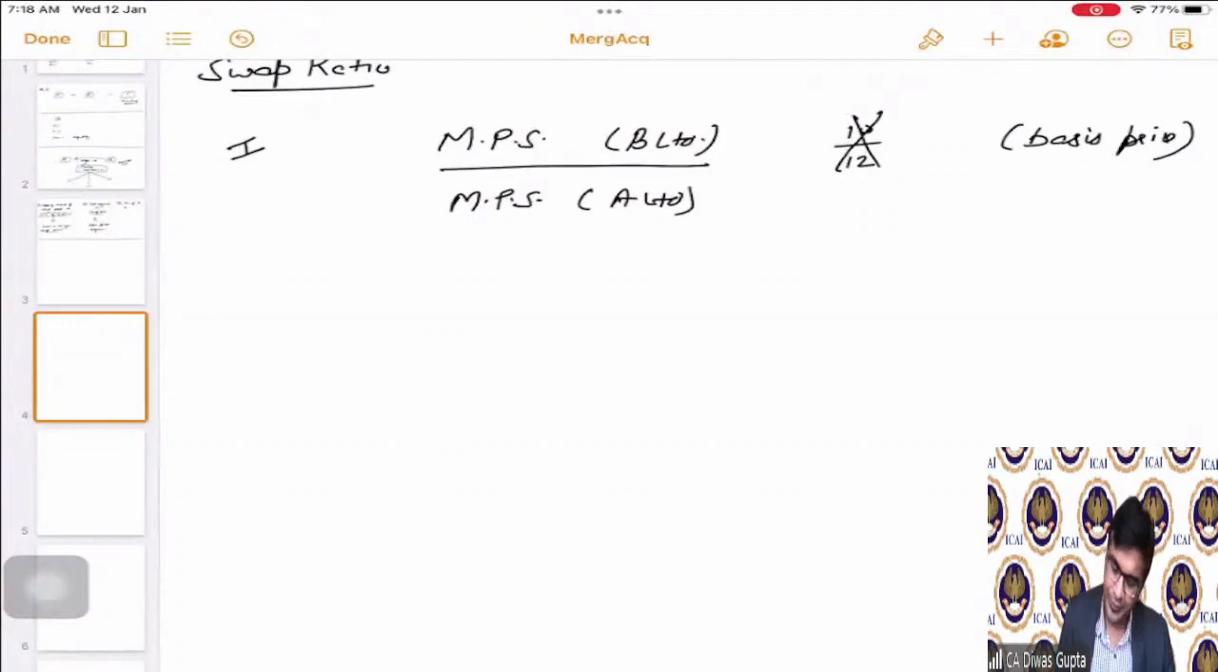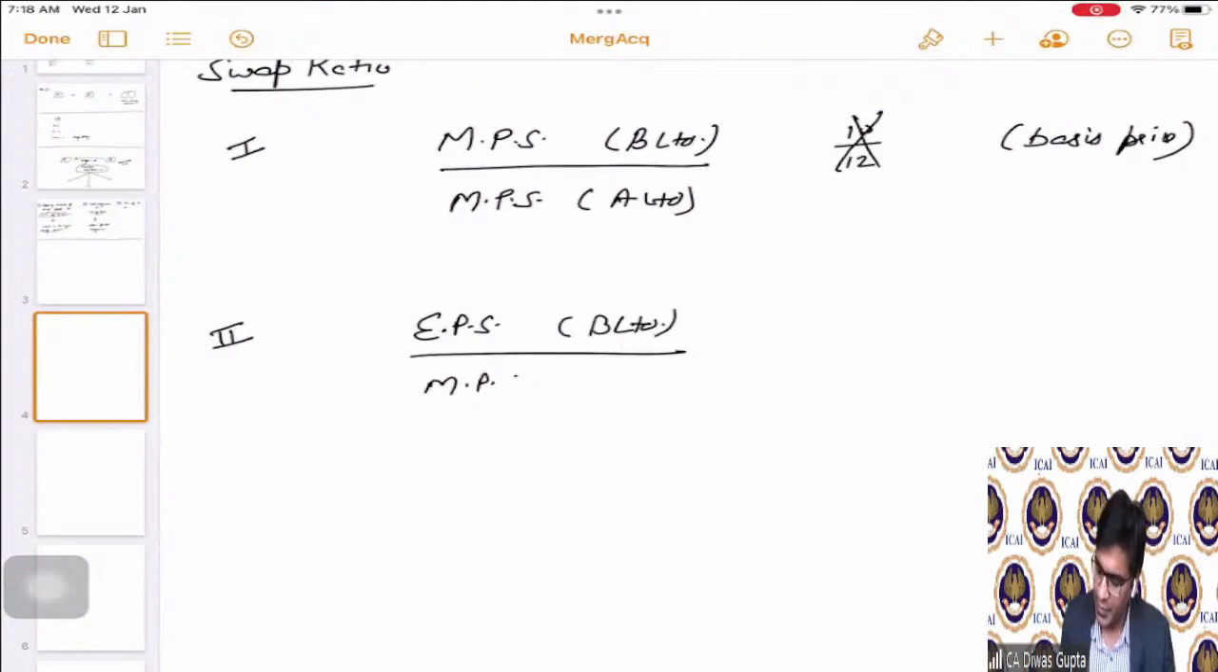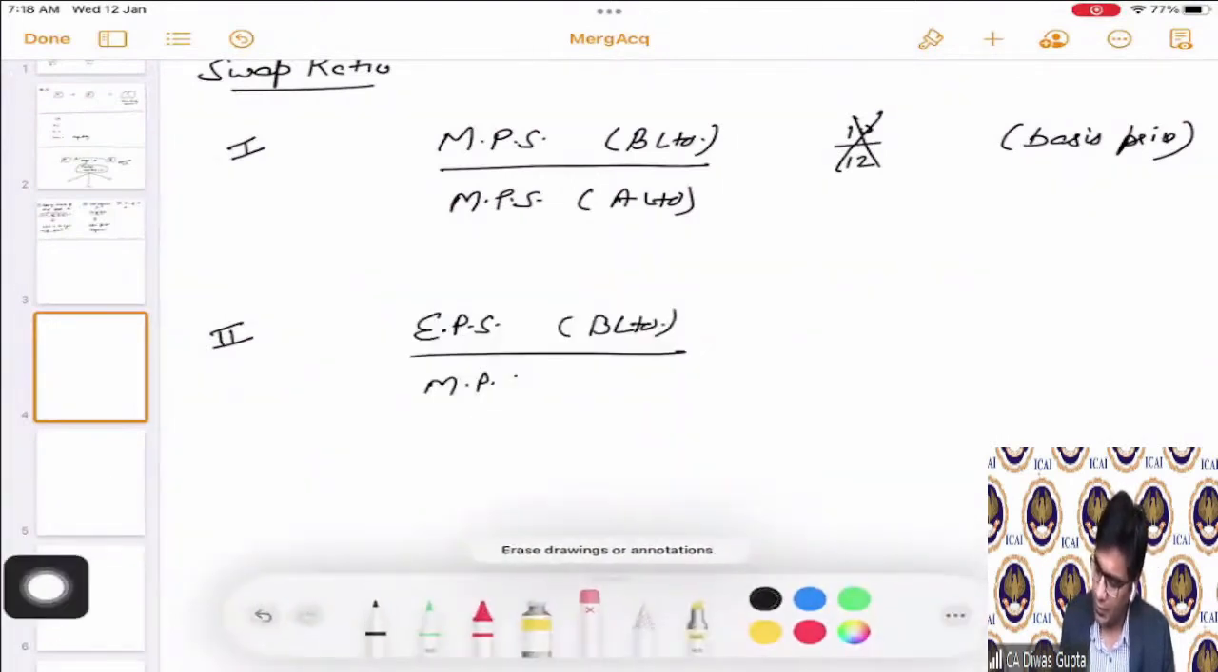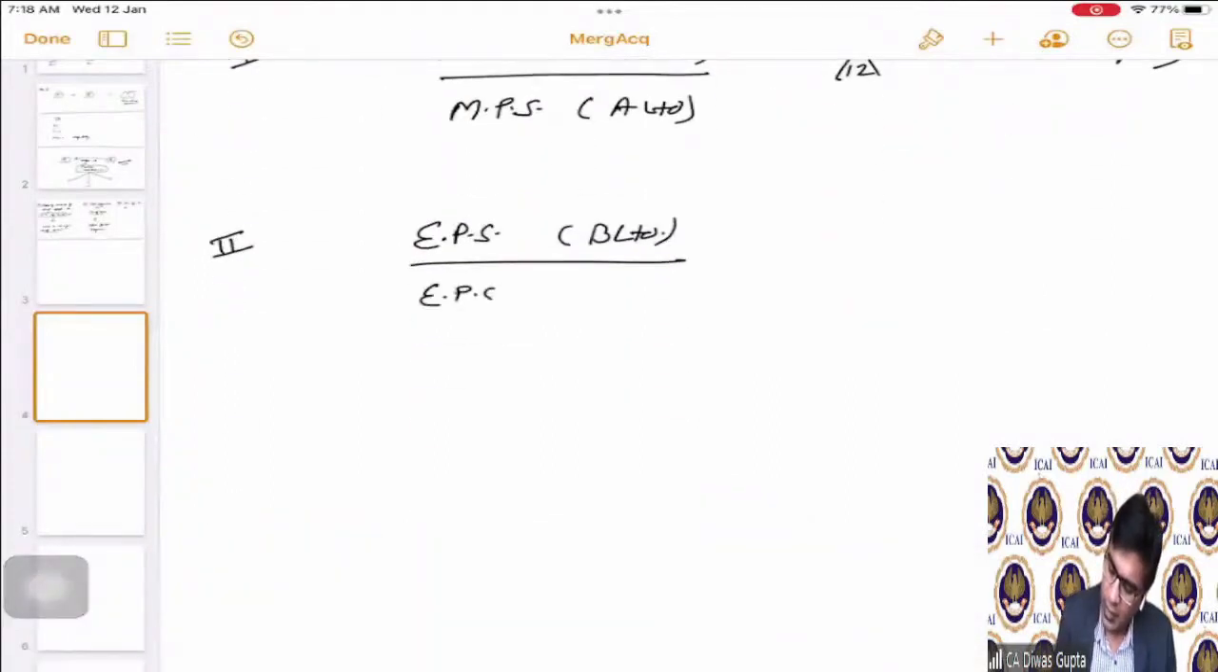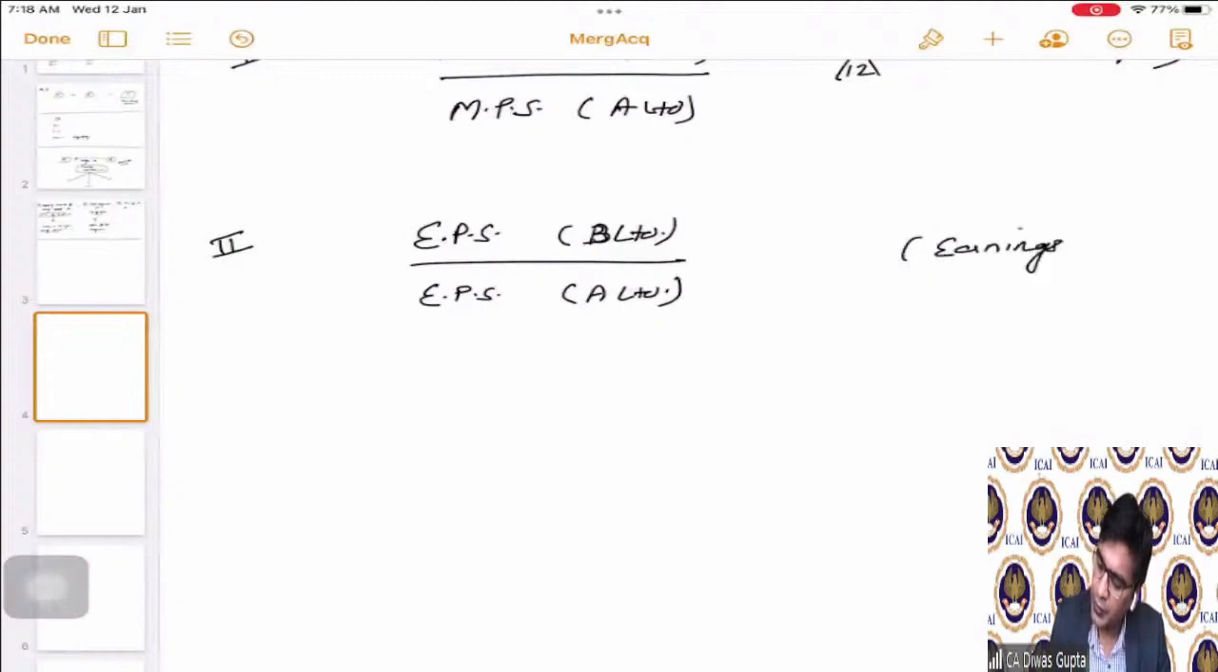Then the second is basis the earnings per share: earnings per share of B Limited divided by earnings per share of A Limited. Sorry, not MPS, but EPS. Okay, these are earnings based swap ratios. All these formulas we will apply to understand what the impacts are coming out to be. Okay.